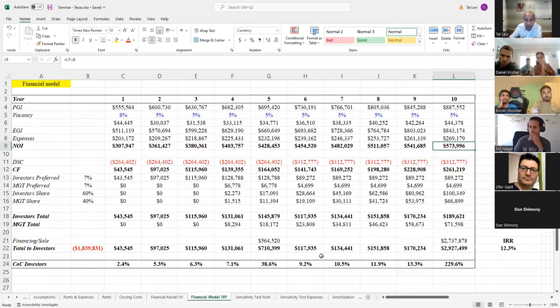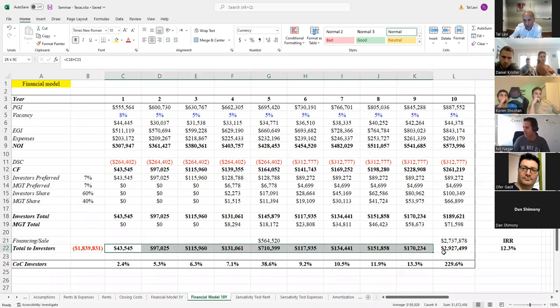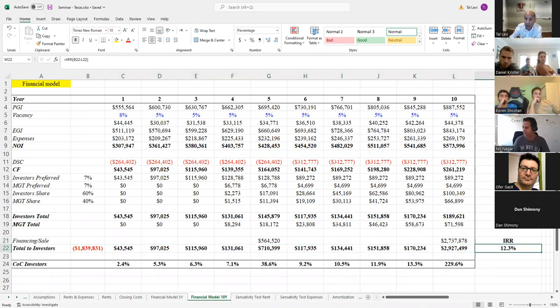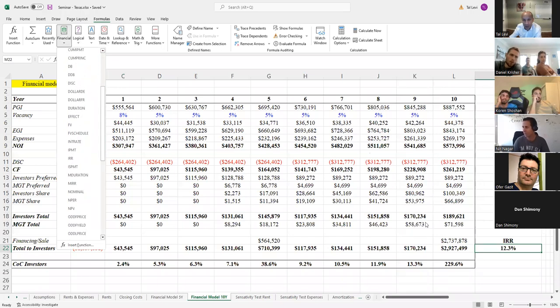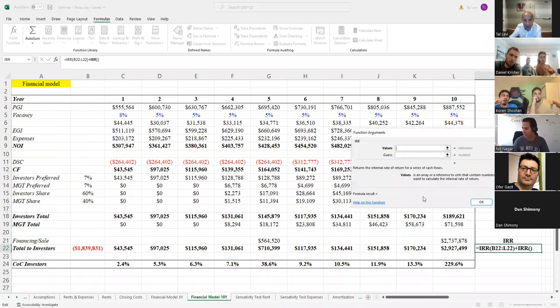I'm going to go back and put in $2.7 million, which means at year number 10, we're expecting the investor to receive a little bit shy of $3 million. And I'm going to take every single cash flow, negative at the beginning but positive the rest of the years, and calculate IRR. IRR is also a formula that you can find under financial formulas. Basically, when you want to do IRR, you just click IRR and drag all the values of the cash flow.